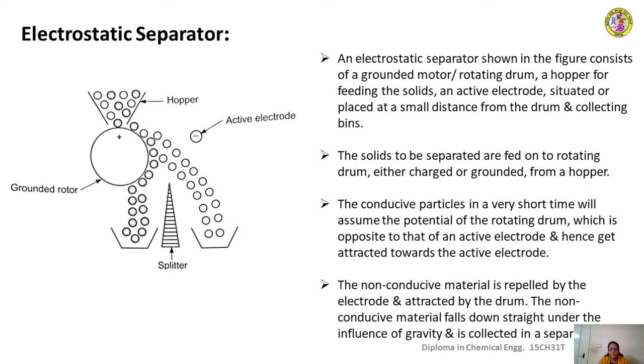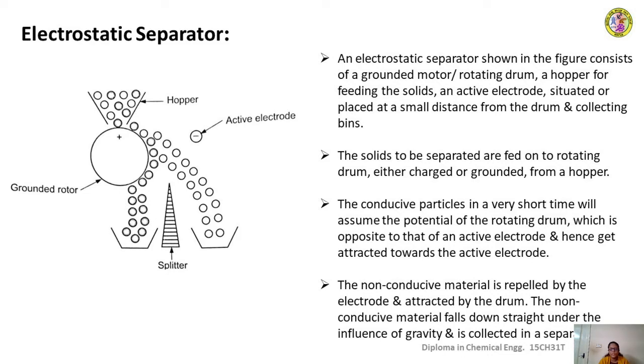So the particles will be conductive and non-conductive in nature. So when they are passed onto the grounded rotor, the conductive particles will assume the potential of the rotating drum, meaning they'll acquire the surface charge. So that surface charge acquired by the conductive particles will be opposite to that of the active electrode, because of which they will be attracted towards the electrostatic field in the given operation.